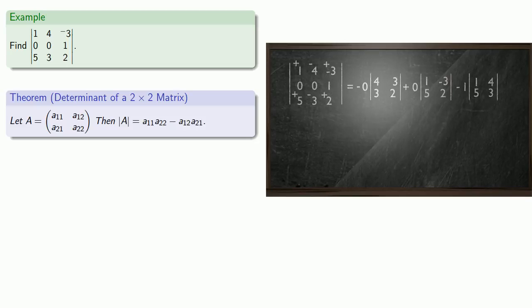What's useful about this approach is that while these first two terms seem to require the evaluation of a 2 by 2 determinant, they're going to be multiplied by 0, so we don't actually care what they are equal to. The only thing we need is the value of this last determinant, which we can find by multiplying along one diagonal and subtracting the product of the terms along the other diagonal. And we find, again, that the determinant of the matrix is equal to 17.